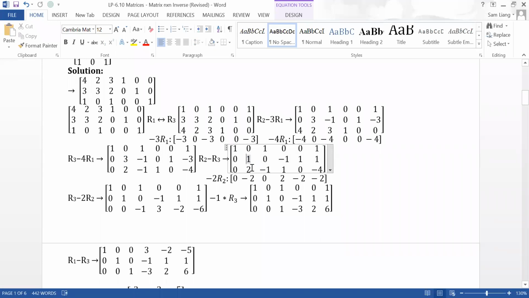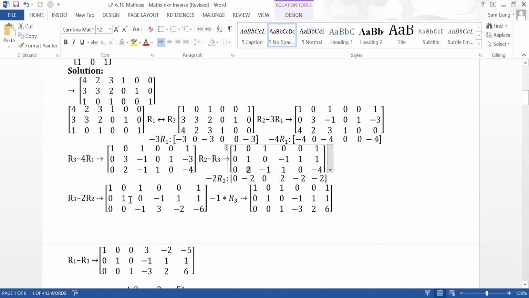Next, I'm going to deal with the second column. We want a 0 in place of the 2. For that, I'm going to do row 3 minus 2R2. Minus 2R2 is written down here. That's 0, negative 2, 0, 2, negative 2, negative 2. And I'll combine that with row 3.